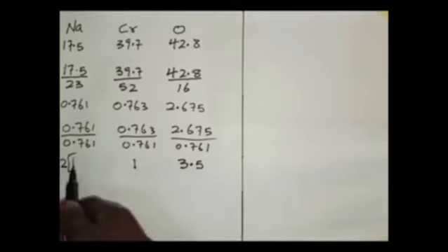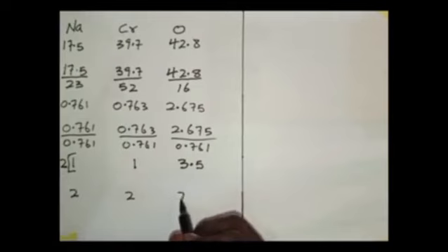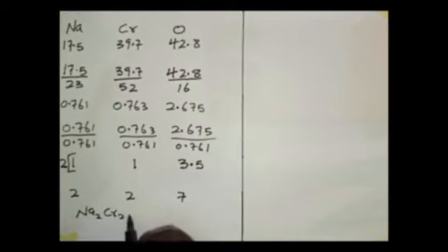So 2 multiply 1 will give us 2. 2 multiply 1 gives us 2. And 2 multiply 3.5 gives us 7. Hence, the empirical formula of this compound is Na2Cr2O7. Final answer.